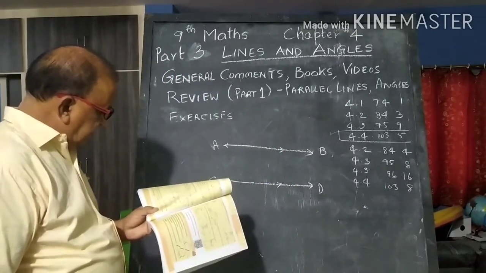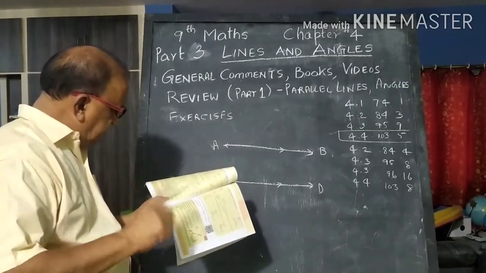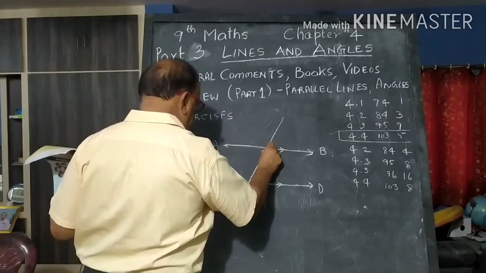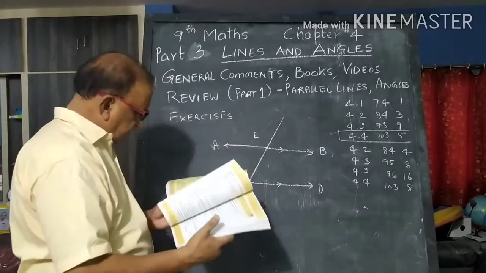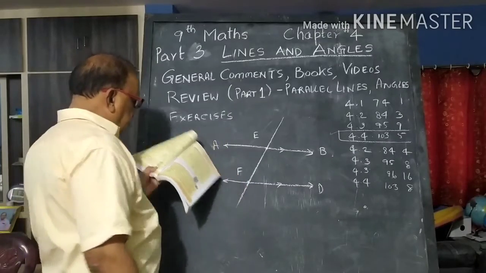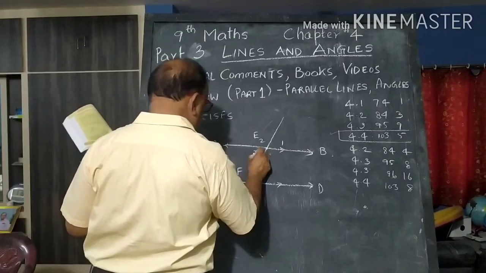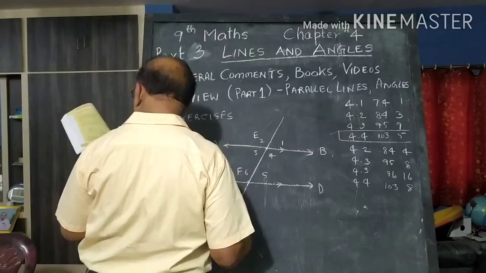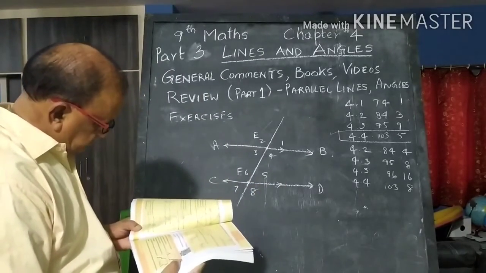Okay? Now, T is a transversal intersecting at E and F respectively. That means this point is called E, this point is called F. Now the angles are marked here, at E and F. So this angle, calling it 1, 2, 3, 4, 5, 6, 7 and 8.